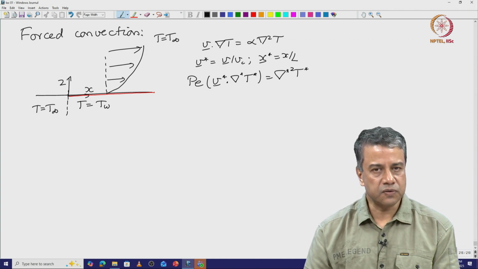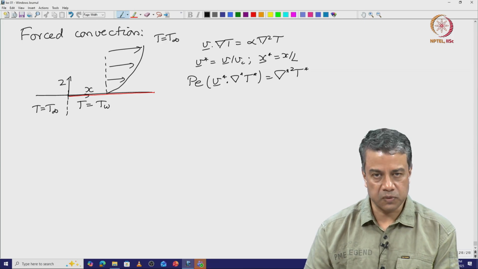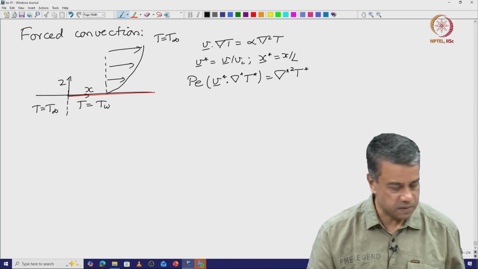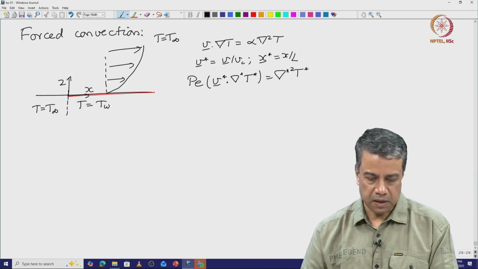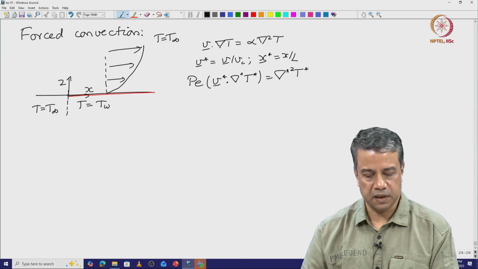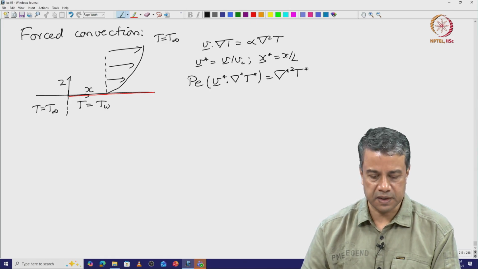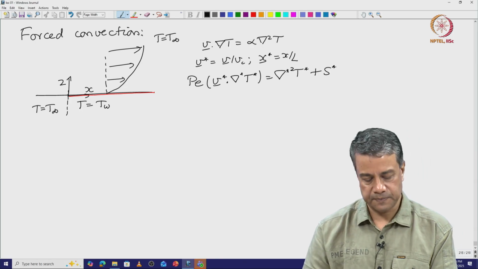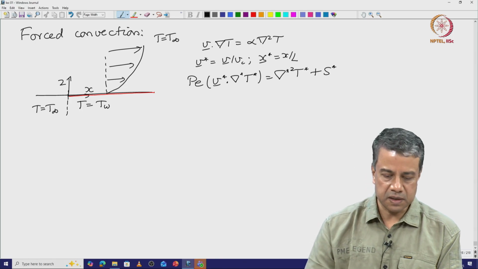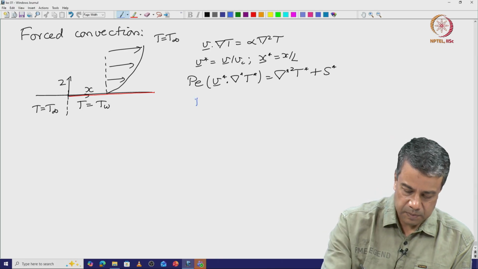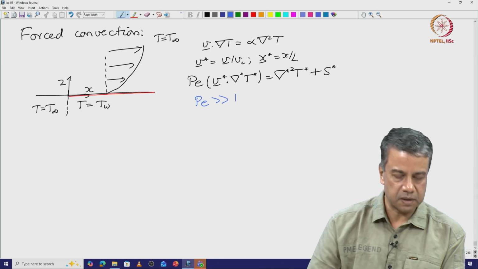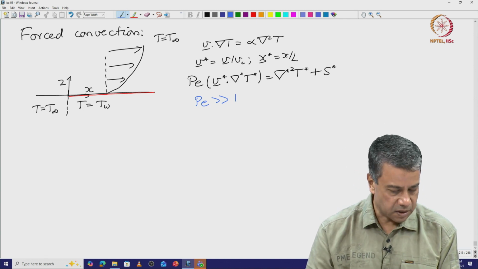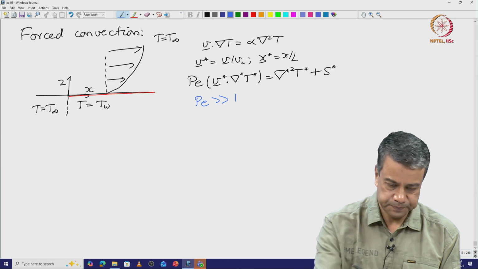In our discussion so far we have considered Pe to be small so that we can neglect the left side and solve only the diffusion equation on the right side with possibly some sources. Here we will consider the case where Pe is large compared to 1, where convection is dominant.